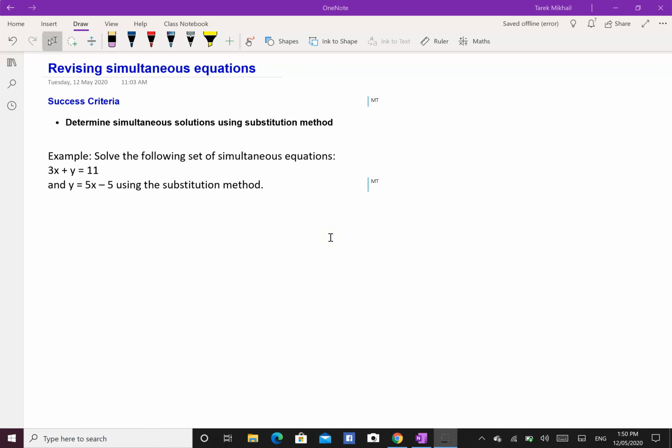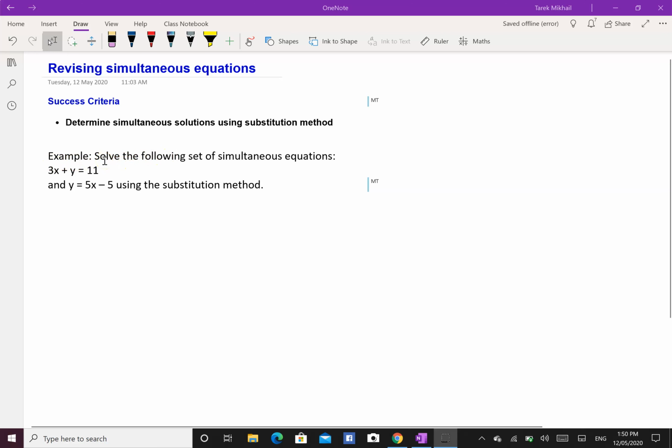Hi, Grade 10. In this lesson, we will be revising simultaneous equations and solving simultaneous equations using the substitution method. So our success criteria is to determine the simultaneous equation solution using the substitution method. So I will give you the first example.